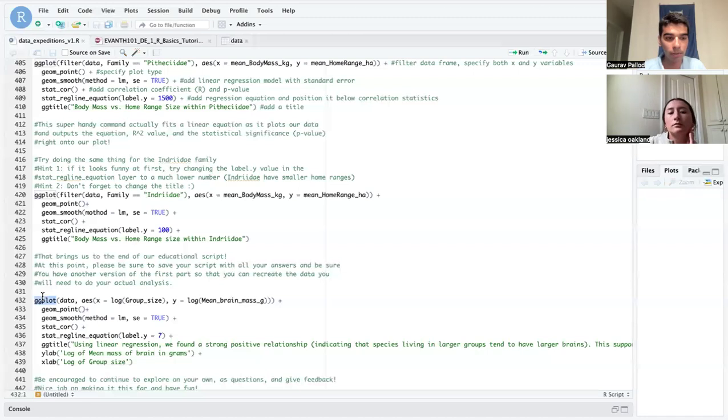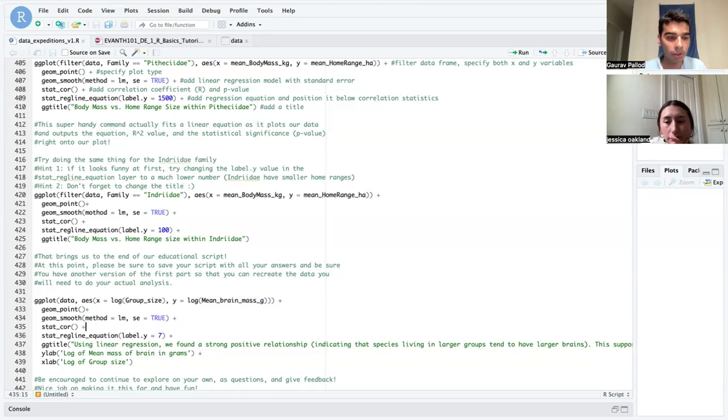I initially began with a ggplot, input the data in. On the x-axis, I put the group size and I put the brain size in grams on the y-axis. After looking at the diagram, I decided to use log on both of the variables because the data was too skewed. Then I ended up using geom point and I did regression using geom smooth. This fits a line of best fit to the data points that we have found.